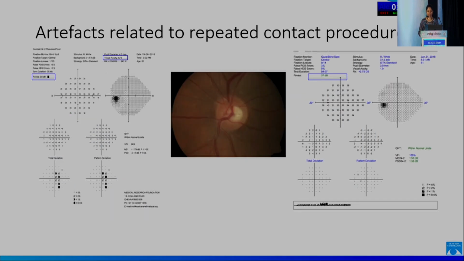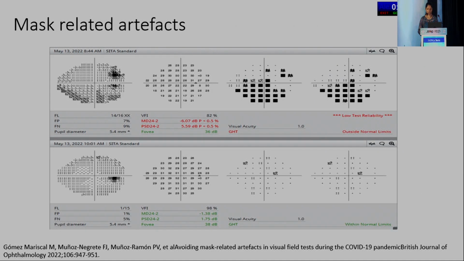So you can see artifacts due to repeated contact procedures on the cornea, like applanation tonometer and gonioscopy just before the field test, suggested by depressed points in the paracentral area in the first field, which after repeating on another day is not seen. In the COVID times, we have seen mask-related artifacts also, where we will see defects in the inferior field due to the mask, and after repeating the fields with the adjustment of the mask, the defects are not seen.